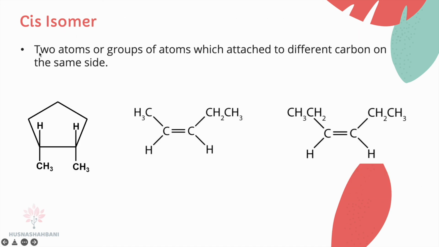Here the cis isomer again, two atoms or groups of atoms which are attached to different carbons on the same side. More examples, so this CH3 is on the same side. So here on the same side, CH3, CH2, CH3, so these two are on the same side. Or if you're confused, look at the hydrogen. The two hydrogens are the same and they are on the same side. So here on the same side, cis isomer, CH2, CH3, CH2, CH3 on the same side. So this is the cis isomer.